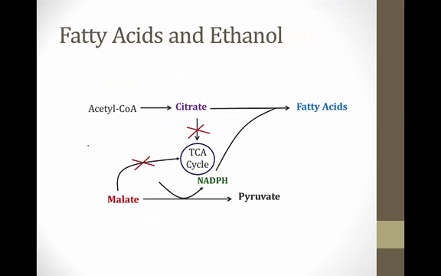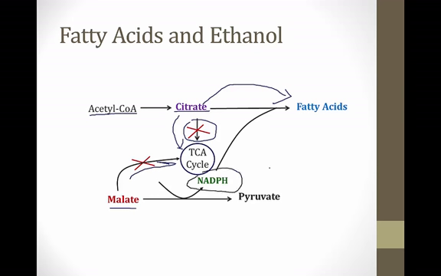So here's a summary slide of some of the processes that favor the synthesis of fatty acids in alcoholics. Acetyl-CoA is converted to citrate, but citrate cannot enter the TCA cycle because it is blocked. Therefore, citrate is shunted into the synthesis of fatty acids. In addition, malate cannot go forward in the TCA cycle, and therefore it is metabolized by the malic enzyme, which forms NADPH, and those high levels of NADPH favor the formation of fatty acids.